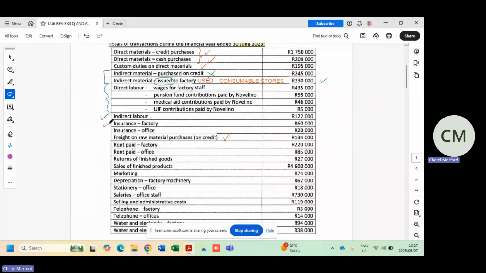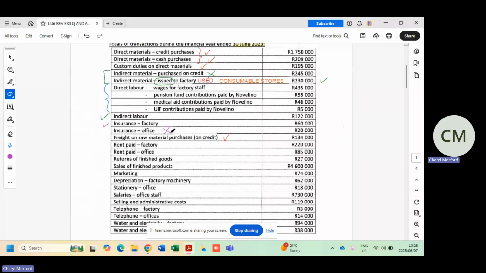What are we going to do about the one for the office? Think carefully here. If we were doing the ledger accounts, that would be a profit and loss item because it's a period cost. Remember, period costs are non-manufacturing cost or non-production cost. We are trying to prepare a production cost statement. So we must only obviously include product-related costs. So we're not going to do the amount of the office insurance, only for factory.